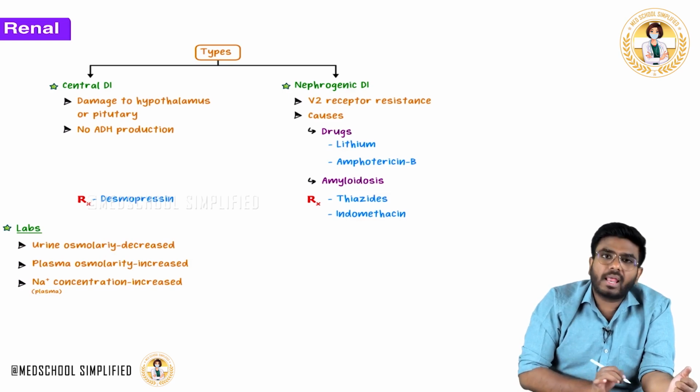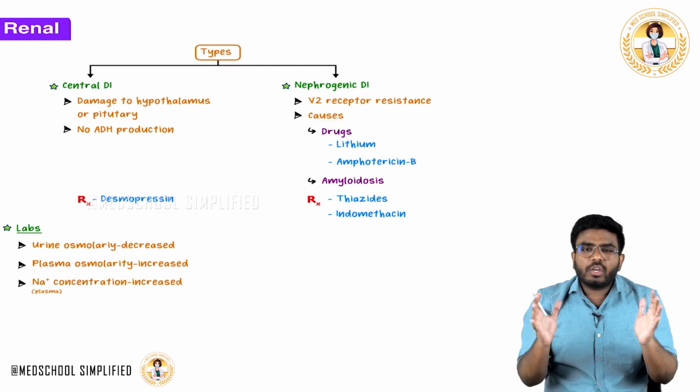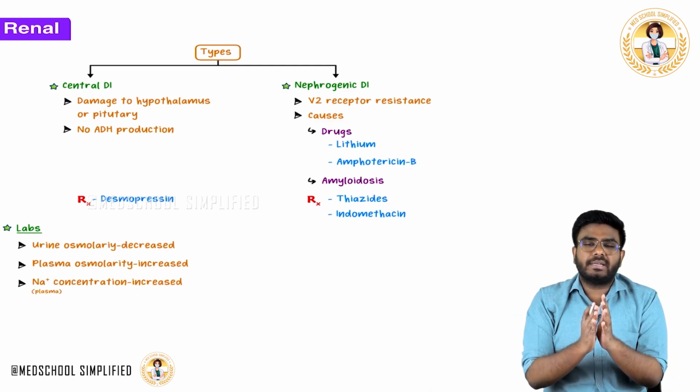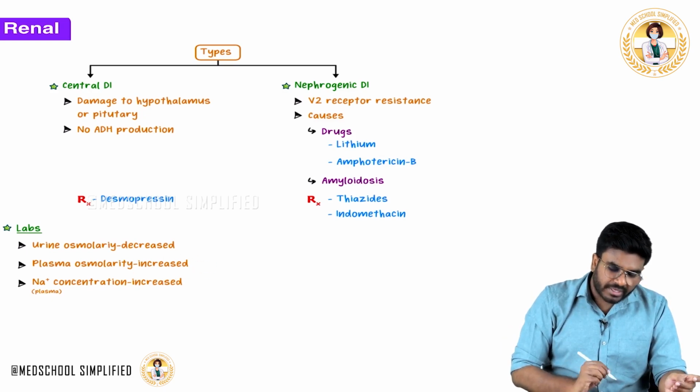What about the plasma osmolarity? All the water is going out of the body in the form of urine. So blood volume decreases. Blood is getting concentrated. So what about the plasma osmolarity? Plasma osmolarity increases.